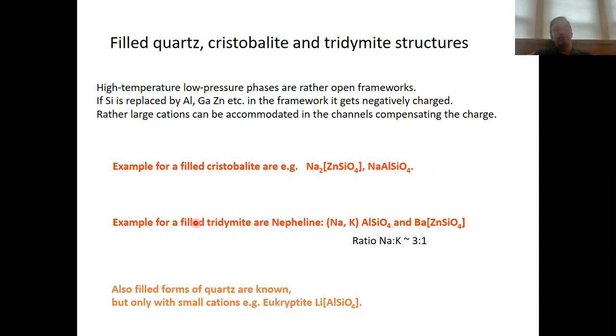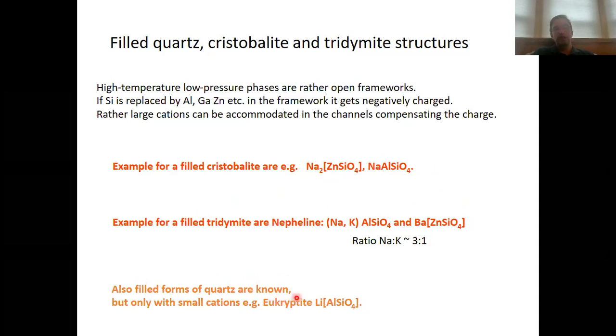Examples for filled tridymite structures are, for instance, nepheline. It's a mineral, a potassium sodium aluminosilicate. It's also known as a barium zincate. So filled forms of quartz are also known.